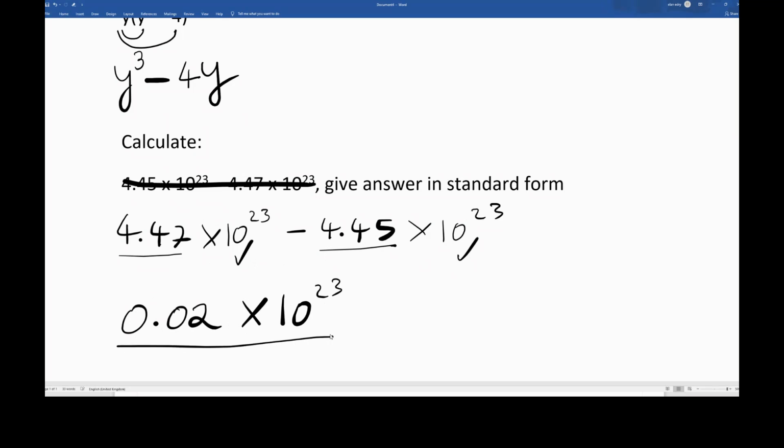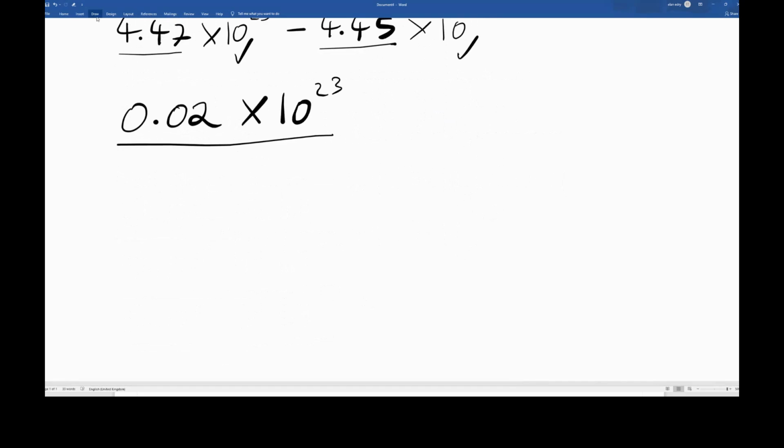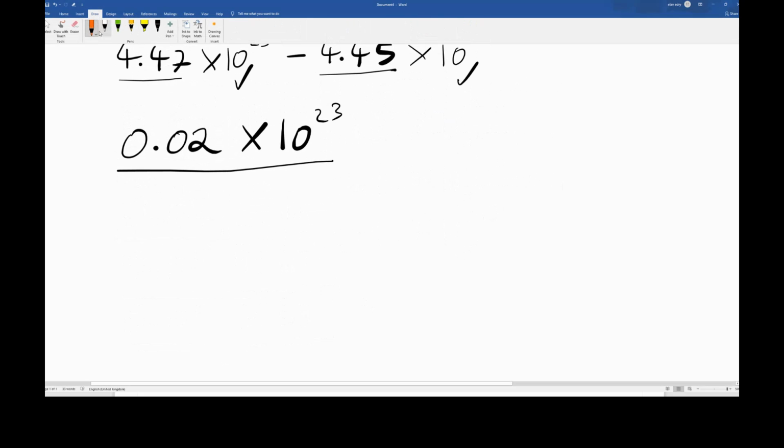Now, is that in standard form? Can someone tell me if that's in standard form or not? We should know that's not standard form, because standard form is always a times 10 to the n, where a is bigger than 1 but less than 10. So in fact, to make this into standard form, you would need to times the 0.02 by 100. You'd have to move that decimal point 2 places to the right.